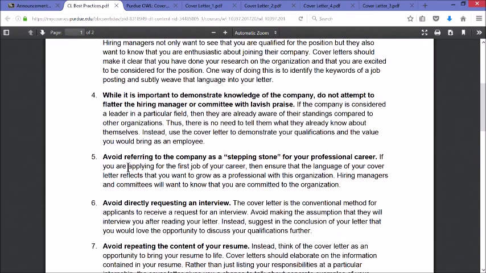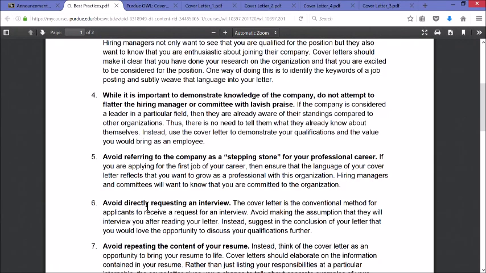The fifth one I think is really important: avoid referring to the company as a stepping stone for your professional career. If you are applying for the first job outside of college, then ensure that the language of your cover letter reflects that you want to grow as a professional within this organization. Hiring managers and committees will want to know that you're committed, even if that's not necessarily true. Even if you're like, yeah, I just want to be there for a couple of years and then apply for a better job, don't say that in your cover letter.